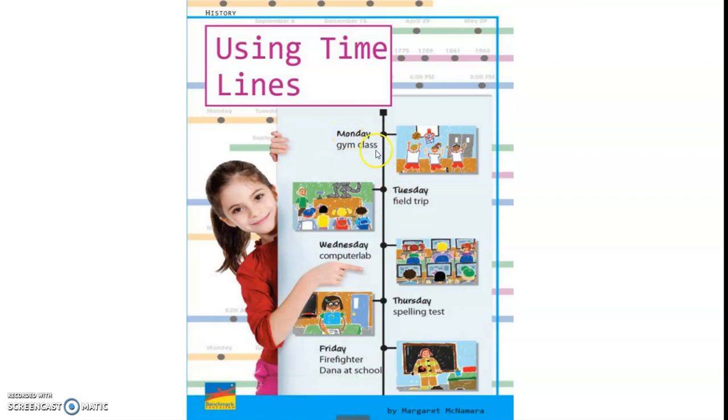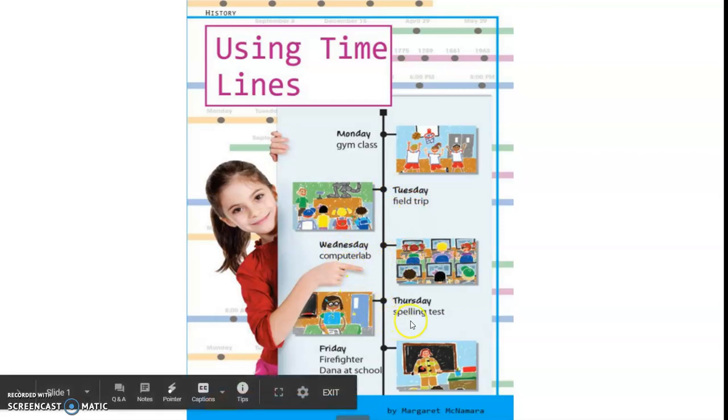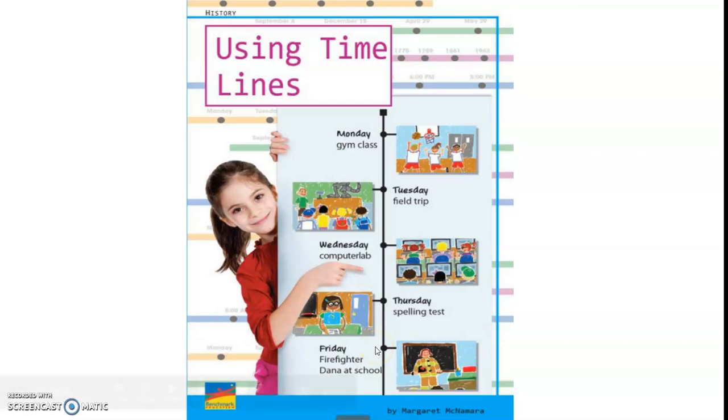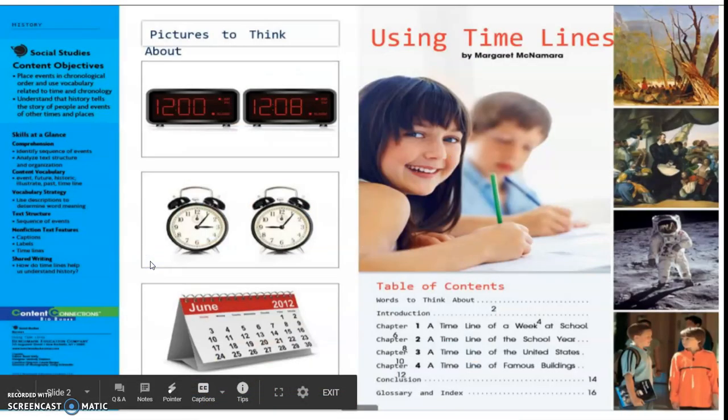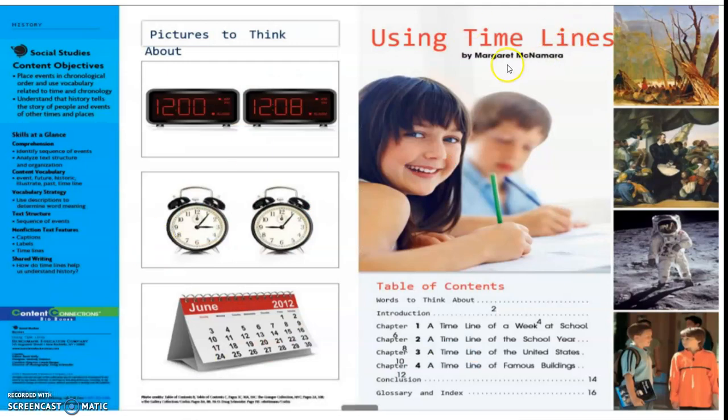So here we have Monday, and Monday they go to gym class. Tuesday they had a field trip. Wednesday they had computer lab. Thursday, a spelling test, and Friday, they had a firefighter at their school. So that's a timeline of this week. All right, let's look here. Using Timelines by Margaret McNamara.